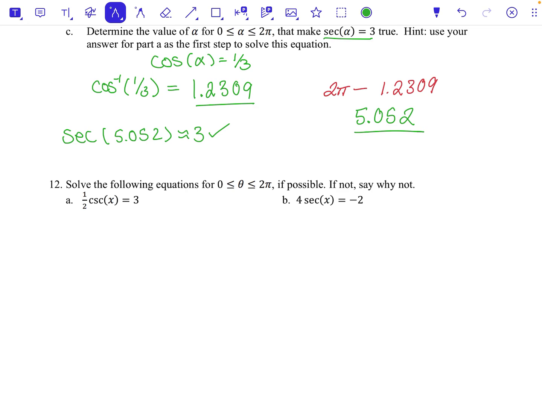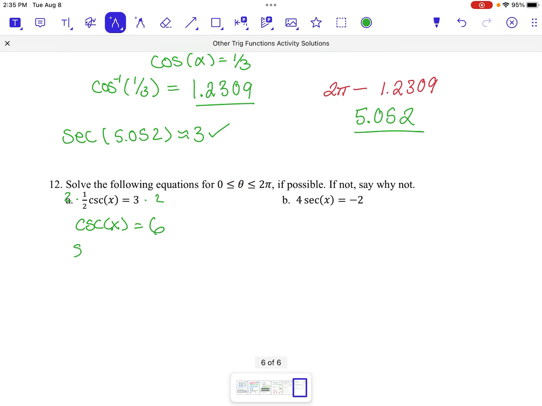I want to get my cosecant on one side so that I can rewrite this using reciprocal identities. In this case, that would mean moving the 1/2 over. So I'd have cosecant of x, and I would times by 2, so it equals 6. If this was a sine or cosine function, I'd say sine can't equal 6, but cosecant can, because cosecant is the reciprocal of sine. And so in this case, sine of x would actually equal 1/6, which is a totally possible value.